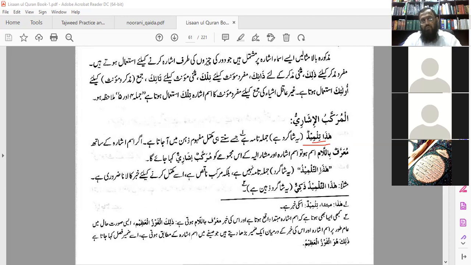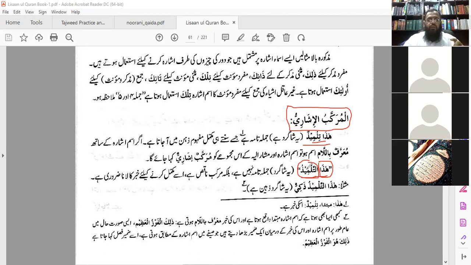But when the noun is with alif lam, ma'rifa bil lam, like al tilmidu, such a combination is known as murakkab, al murakkabul ishariyu. Now, this is not a complete sentence. This is hada ismul ishara, at tilmidu is known as musharun ilayh.